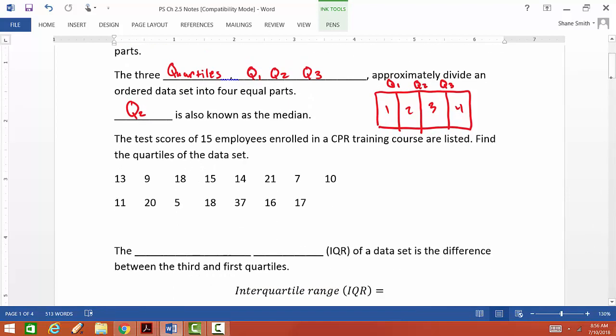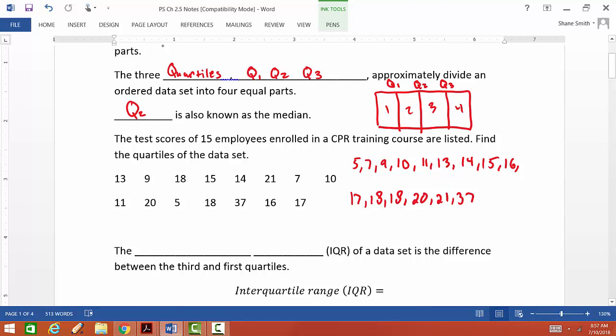We have a data set here, and we're going to practice this, of 15 test scores of a CPR training course, and we want to find the quartiles of the data set. So similar to finding the median, it's always most helpful to order the data set from least to greatest. So that's what I'm going to do. I think you're capable of ordering a data set from least to greatest. So 5, 7, 9, 10, 11, 13, 14, 15, 16, 17, 18, 18, 20, 21, and 37.